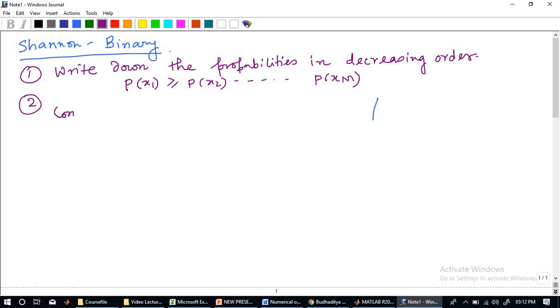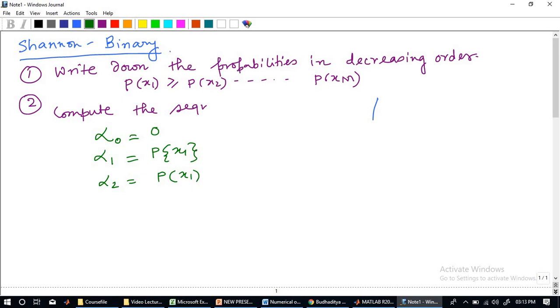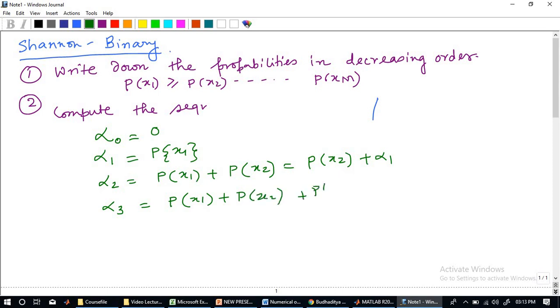Second rule is, compute the sequence. This is where it is very important. Compute the sequence as alpha naught is equal to 0. Alpha 1 is given by p of x1. See how I'm doing it. Alpha 2 is p of x1 plus p of x2, or p of x2 plus alpha 1. Alpha 3 will be p of x1 plus x2 plus x3, or p of x3 plus alpha 2. So this is how we are going to compute. We are partitioning, and there is a reason for doing it.